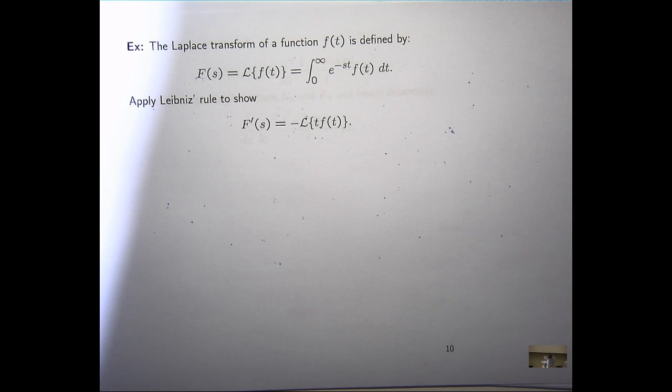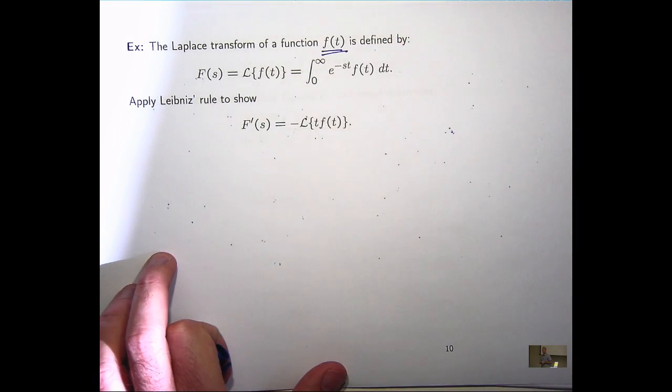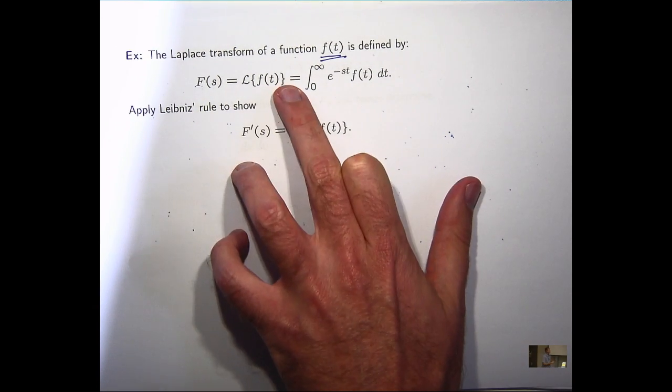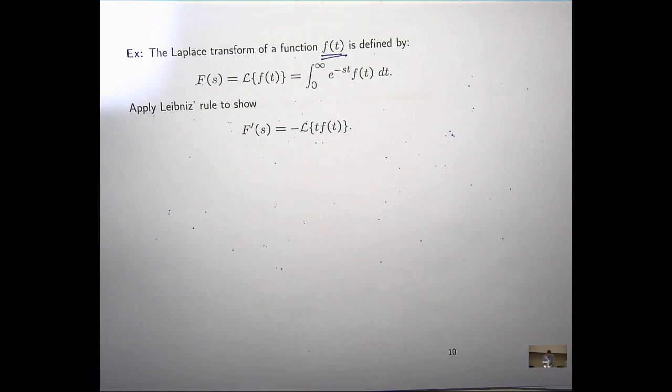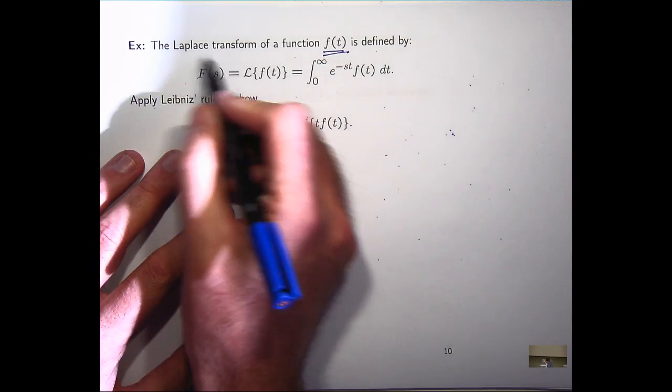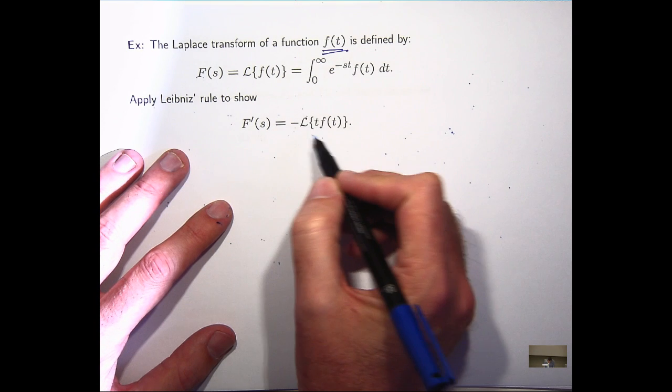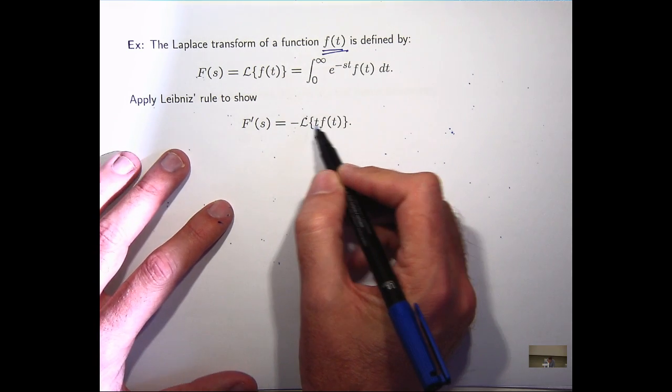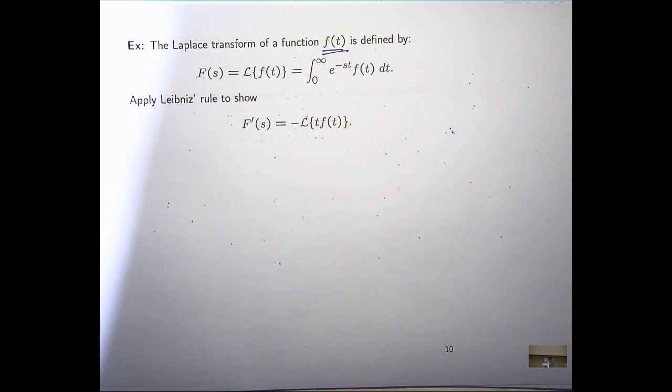Now, suppose I've got a suitable function, little f of t. This is how we define our Laplace transform, assuming that everything's well-defined and convergent. We're asked to apply Leibniz rule to show that the derivative of this function of s is just the negative of the Laplace transform of t times little f of t. So how do we do it?